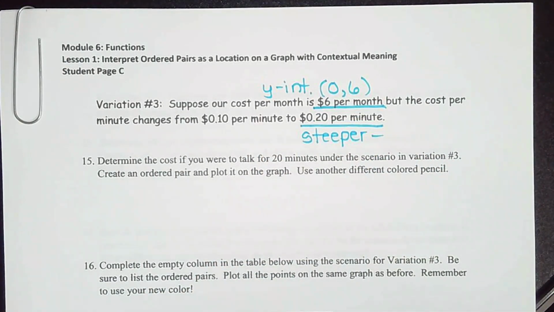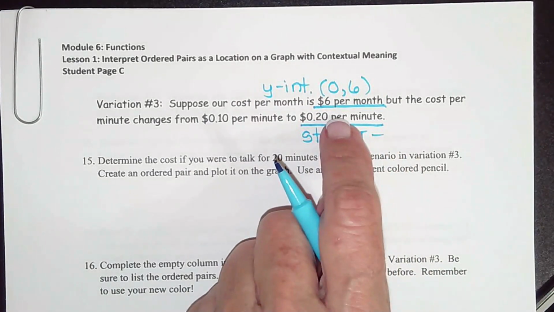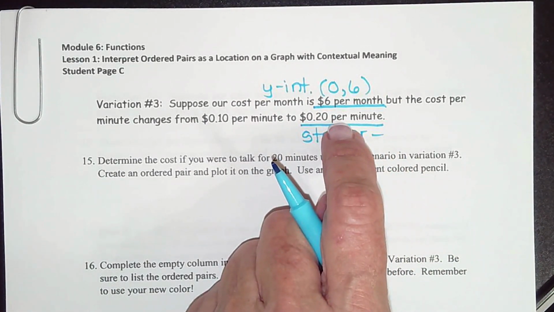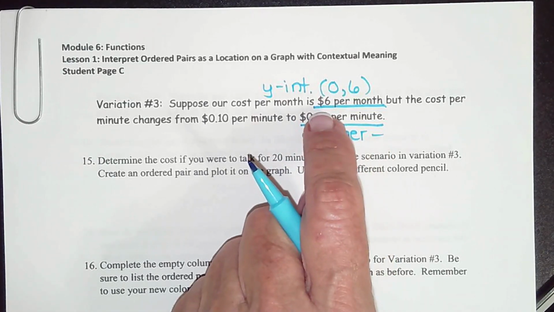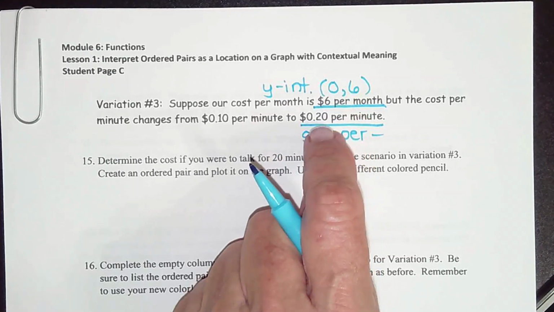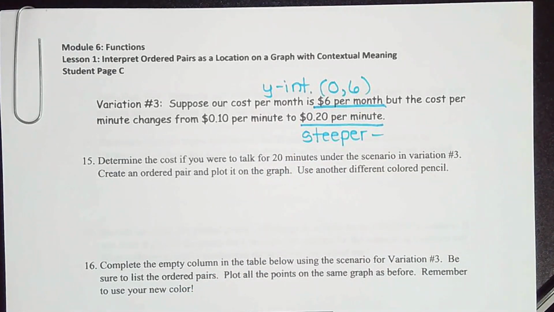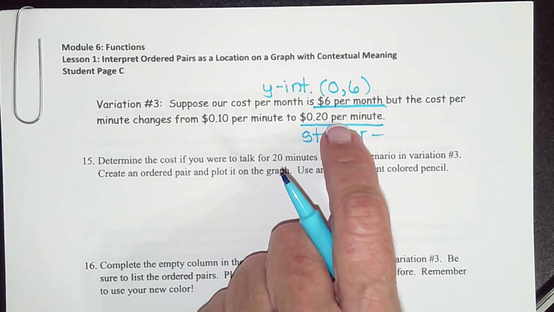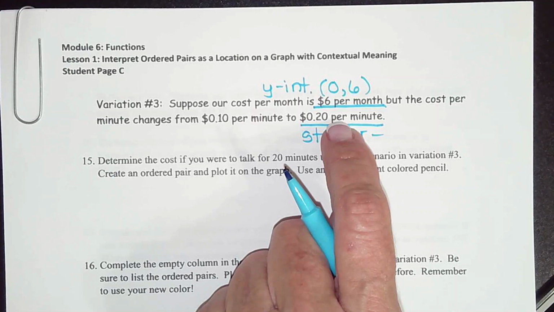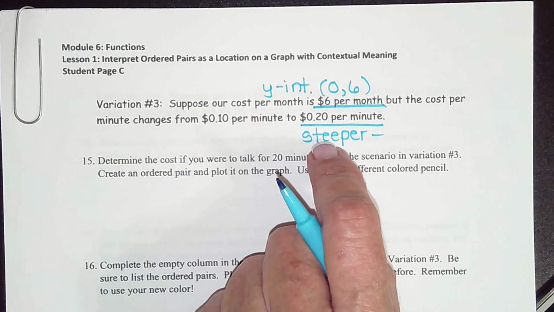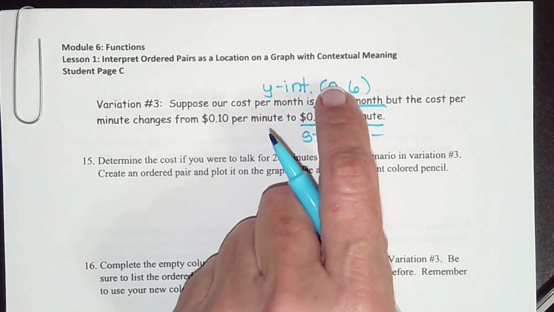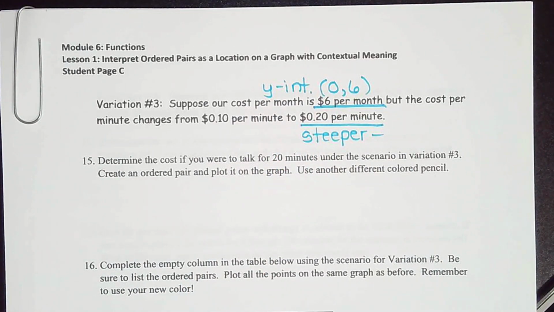Slope is rate of change, so it's always going to be like 20 cents per minute, $5 per hour, 3 feet per minute. So it's always going to have the word per in it, so it's easy to find slope, because slope is a fraction, 0.20 over 1 minute. Because remember how we learned per means division in Module 5? So this is going to be a steeper line because the slope is larger, and the y-intercept's going to stay the same as the original problem.